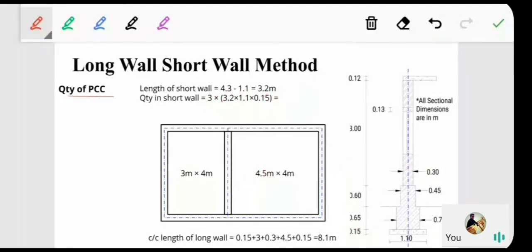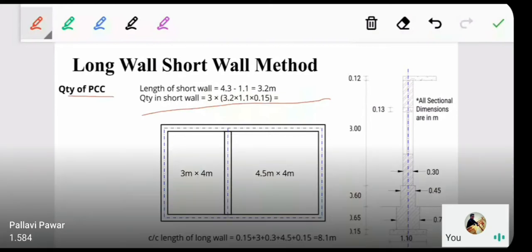that will give us the quantity of the PCC work in the short wall. Now addition of the quantity of the work in the short wall and the long wall, that will give us the total quantity of the PCC work.